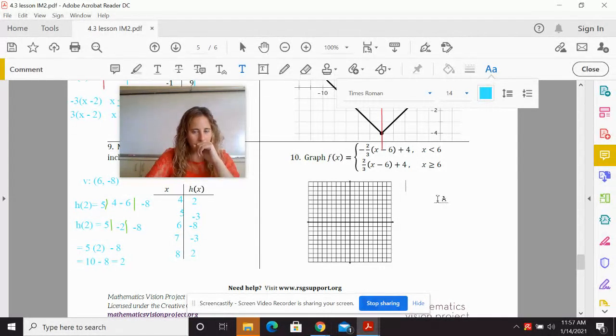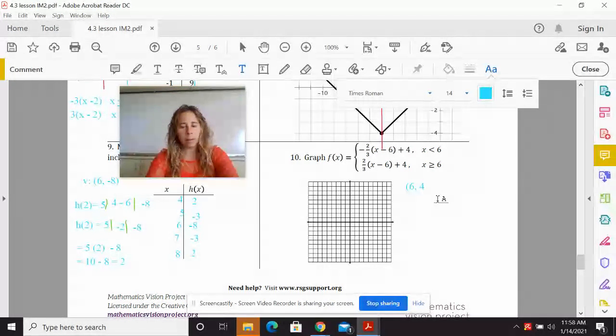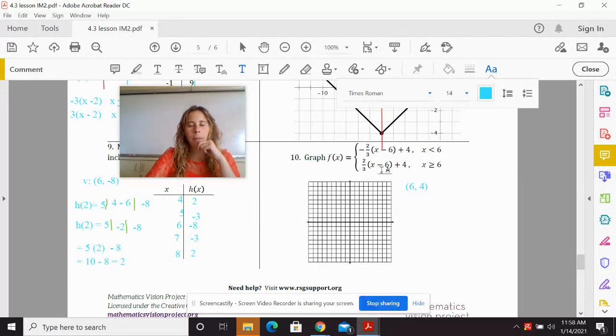Okay, so same thing. I would pull out your vertex. What is your vertex? It's 6, 4. The opposite of what you see inside, so plus 6, and then 4. So I would graph your vertex. And then, oh, it's actually not so bad. This is your slope. Remember, this is your slope.